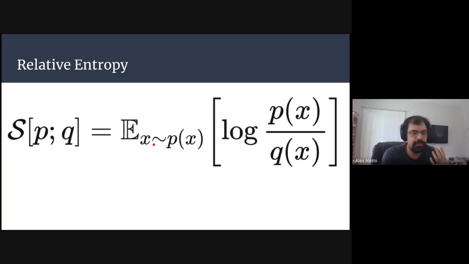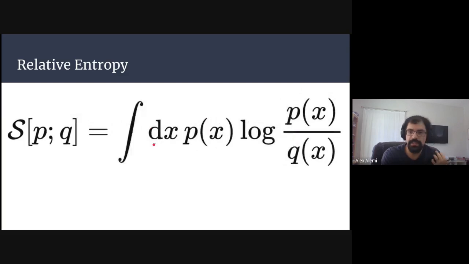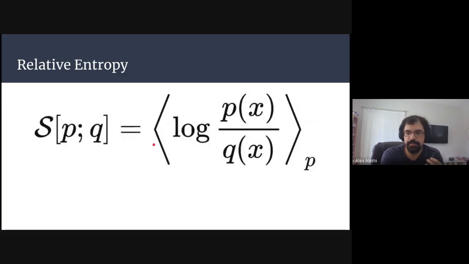Just some notation to run through. We can write this as an expectation. For a discrete thing, it becomes a weighted sum. For a continuous thing, it's an integral. And I personally like writing things with brackets because they're perhaps cleaner.